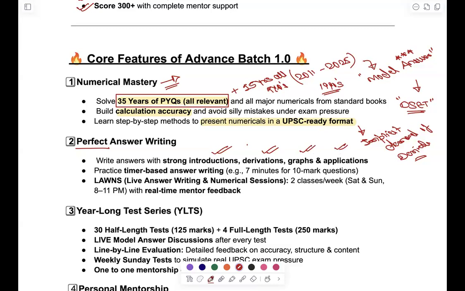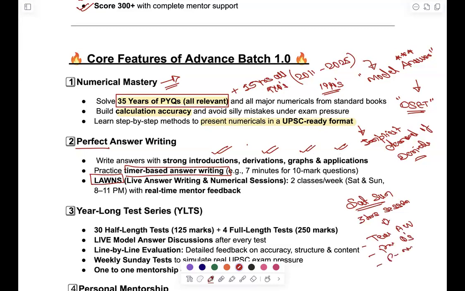Okay. Apart from that, we will be having timer-based answer writing, and that brings us to the LAWNS, right? So every Saturday and Sunday, we will be having a 3-hour session in which I will be teaching you answer writing. We will be practicing questions, and we will be practicing numericals, right?